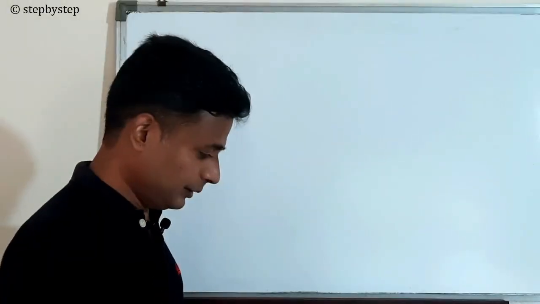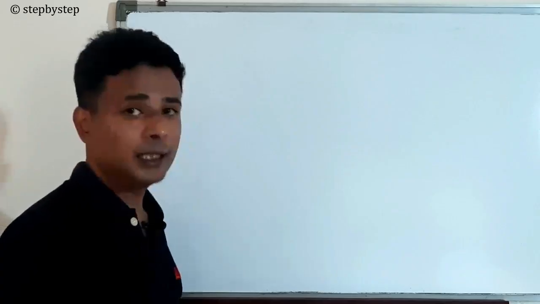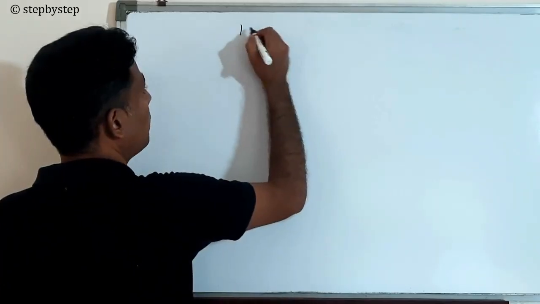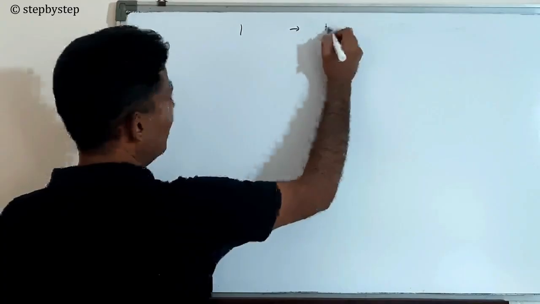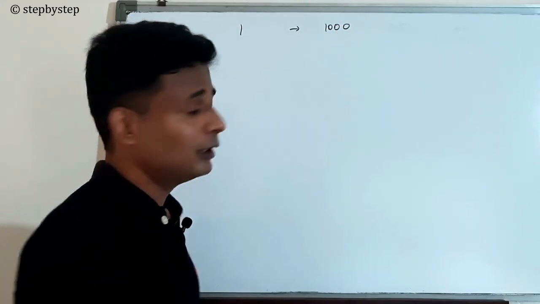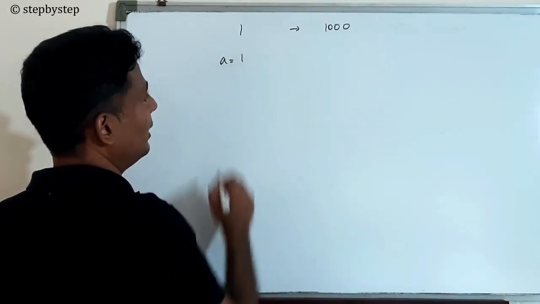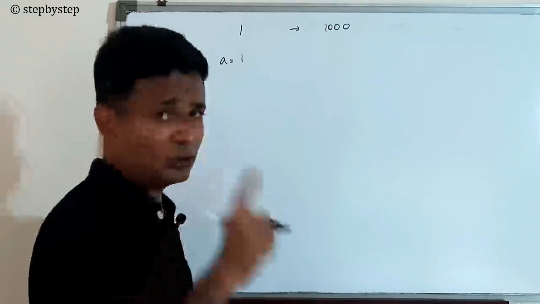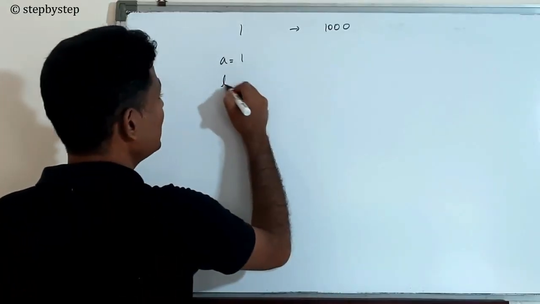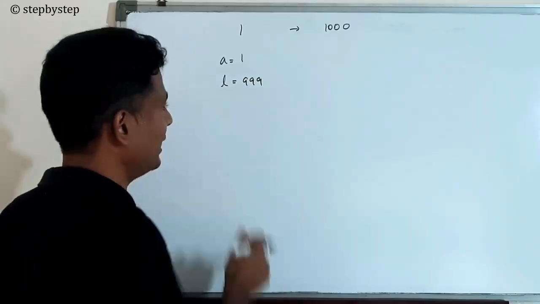Now the second question, find the sum of all positive odd numbers till 1000. So all positive starts with 1 till 1000. We have to find the sum of all positive odd numbers. So here we have the first number as 1. So A is equal to 1. The last odd number, 1000 is not the odd number, but the last odd number is 999, right? So we know the first and last term.